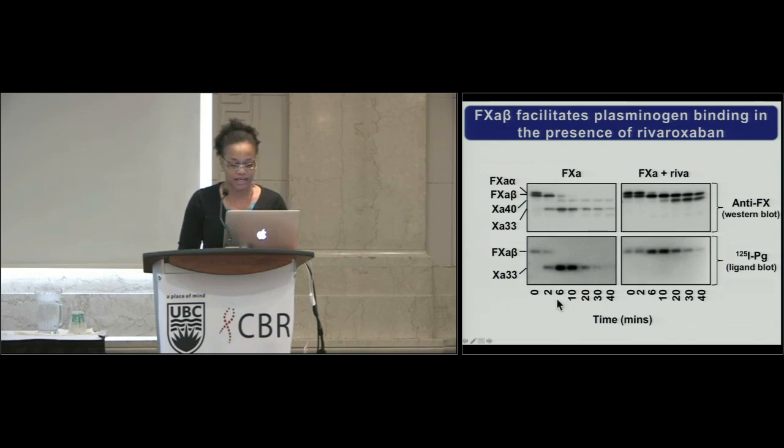Just looking at plasminogen binding, here is a Western blot, and then here is a plasminogen blot. I know there's a lot of bands, but just focus on 3313. We see that 3313 binds plasminogen the most in the absence of rivaroxaban, as expected, but it is rapidly turned off in plasma, whereas in the presence of rivaroxaban, it is factor Xa beta that binds plasminogen the most.